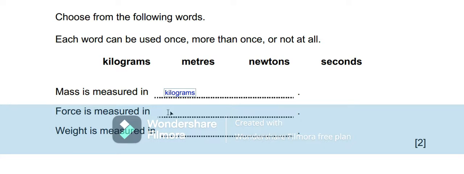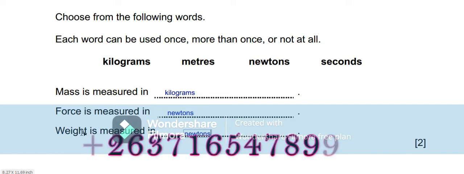Okay, fine. Then force is measured in newtons. Right. We go on to weight. Weight is measured in newtons again. Why? Because weight is a force, right? Weight and mass, these are two different things. These are two different items, right? Weight is a force, but mass is not a force, right?